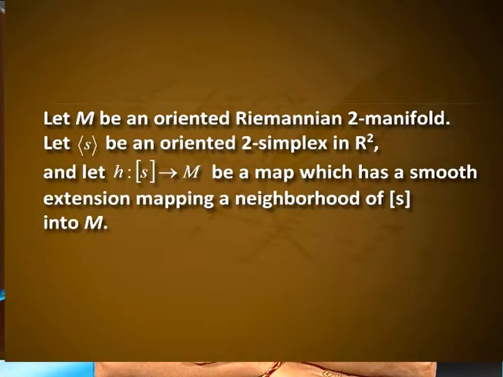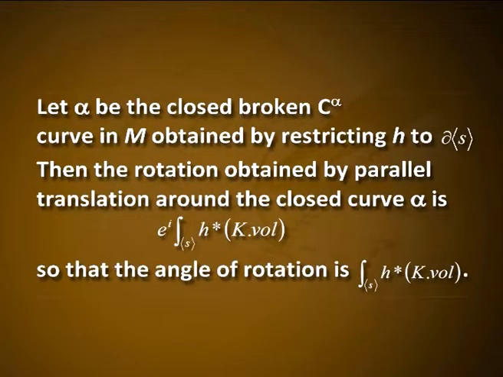Stated precisely and in somewhat greater generality, the result we have been discussing is the theorem given. Theorem 1. Let M be an oriented Riemannian 2 manifold, let S be an oriented 2 simplex in R2, and let H from S to M be a map which has a smooth extension mapping a neighborhood of S into M. Let alpha be the closed broken C infinity curve in M obtained by restricting H to the boundary of S. Then the rotation obtained by parallel translation around the closed curve alpha is e raised to i times the integral over S of H star k volume, so that the angle of rotation is the integral over S of H star k volume.